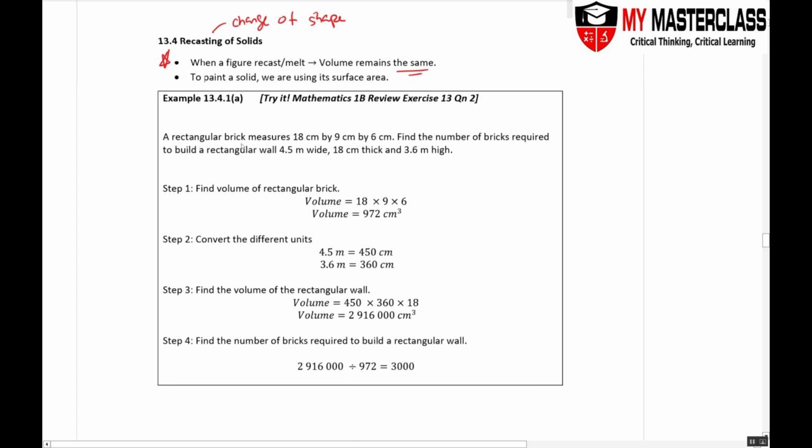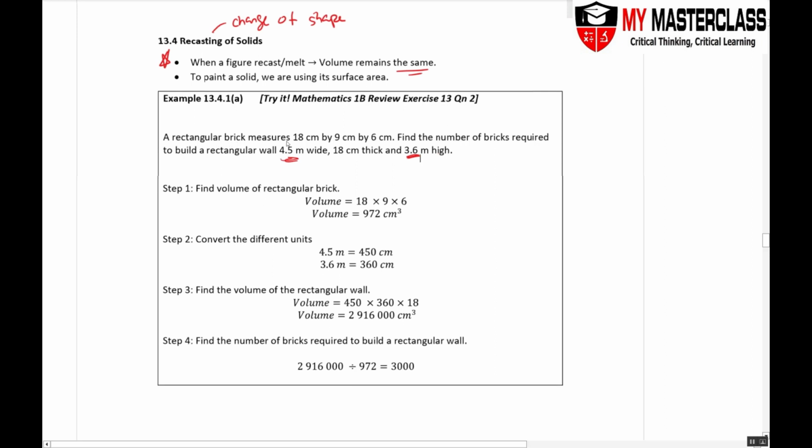I have a rectangular brick that measures 18 by 9 by 6. Find the number of bricks required to build a rectangular wall, which is 4.5 meters wide, 18 cm thick, 3.6 meters high. Same thing, different units. This is meters, this is meters. So later when you work with this, you must do the conversion to cm as well. First things first, you need to find out the volume of one brick.